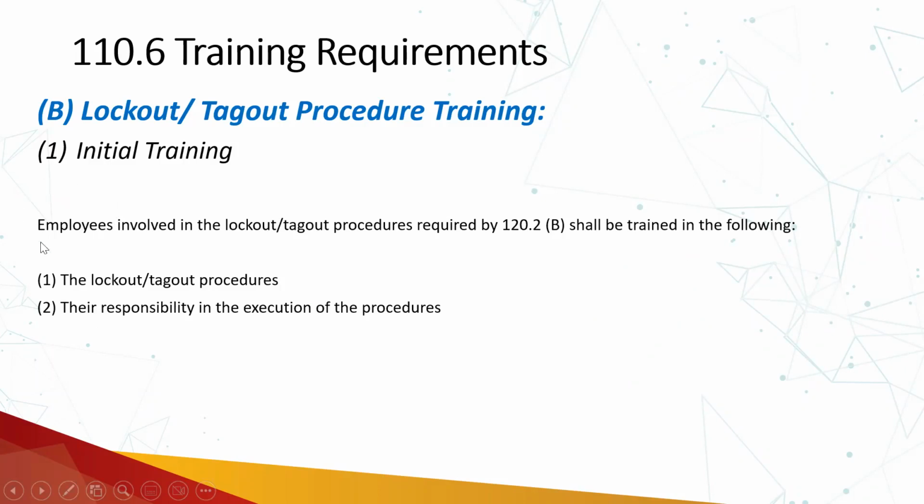So here it says employees. So employees could be qualified as well as unqualified employees. So here in the lockout and tagout, it needs to take into consideration all the employees who directly or indirectly have some part to play in the execution of the lockout and tagout procedure. So the employees who are involved shall be trained in the lockout and tagout procedure itself, their responsibility in the execution of the procedure.